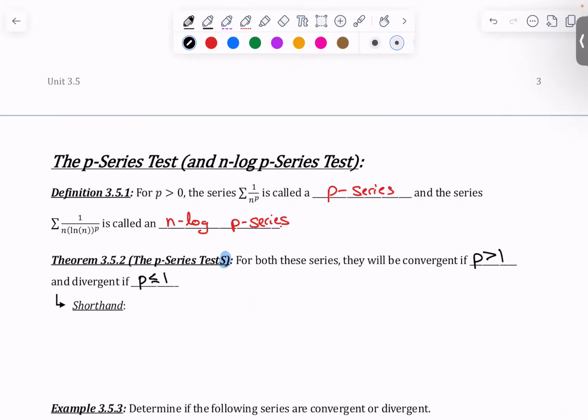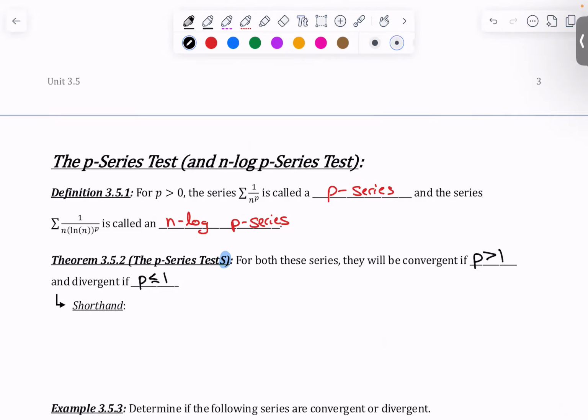Most textbooks will say if P is between 0 and 1, but you don't need to. And if P is negative, then that just flips it up top, and then you're dealing with a thing that doesn't converge at all. So you can make it more generalized and say convergent if P is strictly greater than 1, divergent if P is less than or equal to 1.